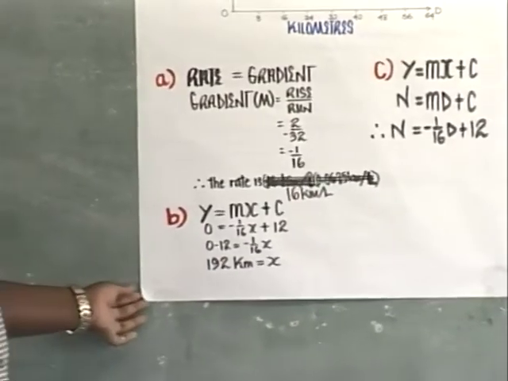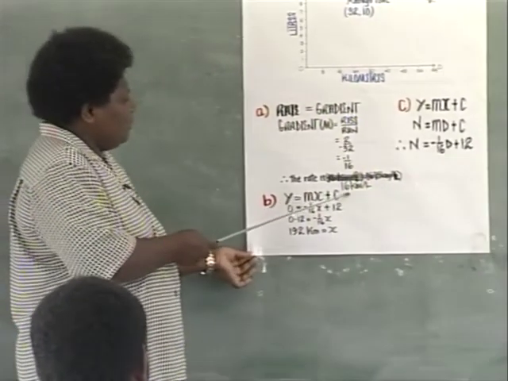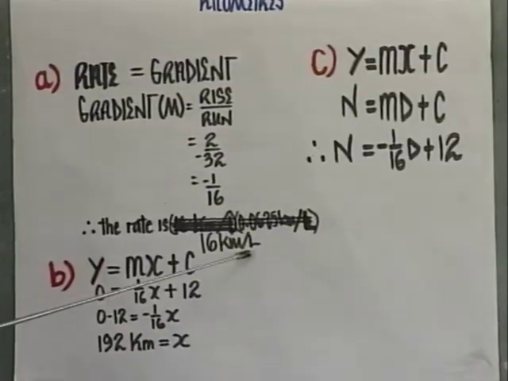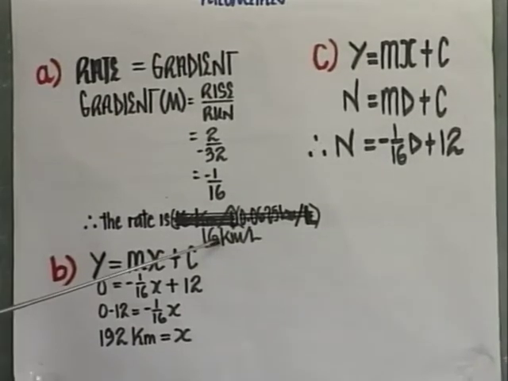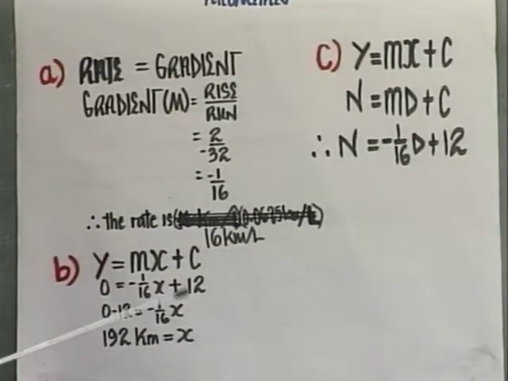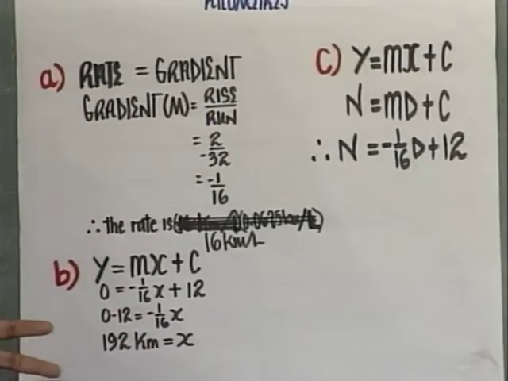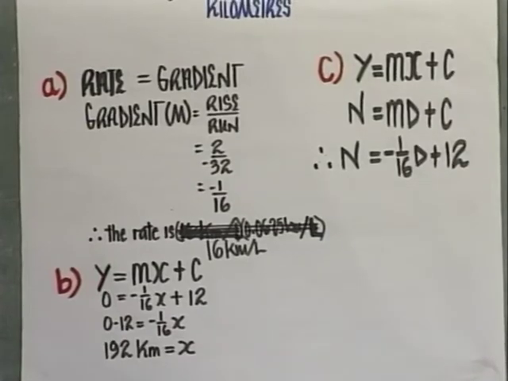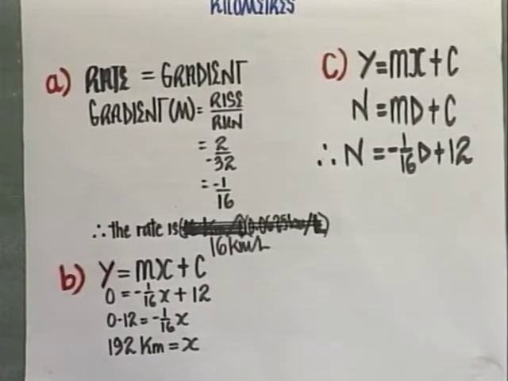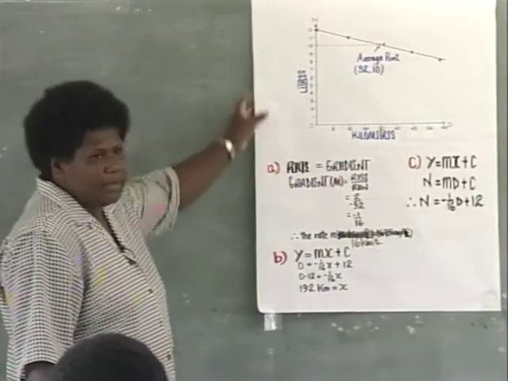Thank you, Group 4. Okay, what they've done is they've interpreted the rate very well. For every liter, the truck travels 16 kilometers, even though the gradient is negative. The reason why it's negative is because the amount of liters decreases every time the vehicle travels. That's why the line is in this direction.